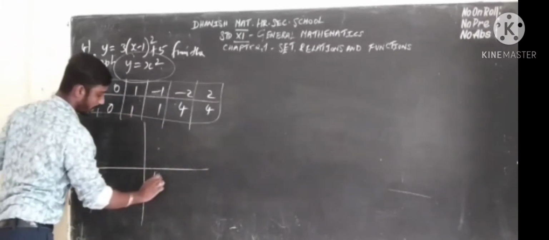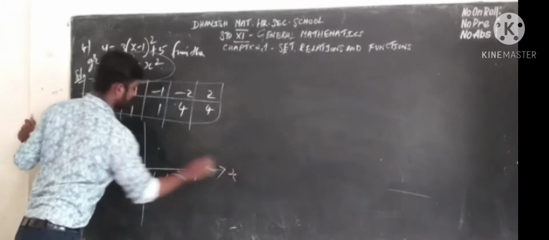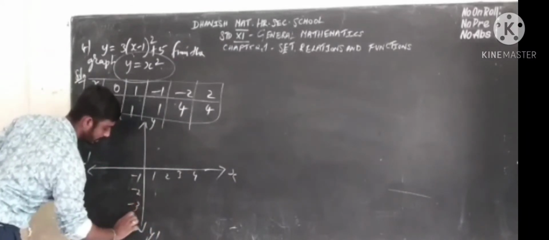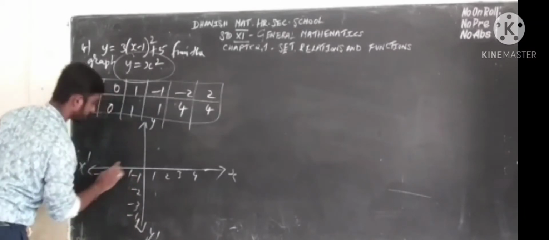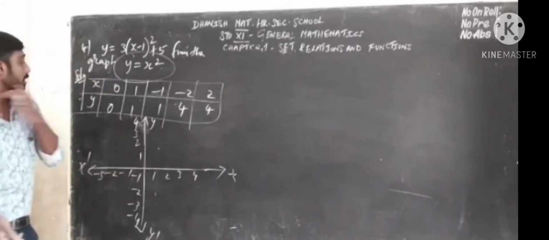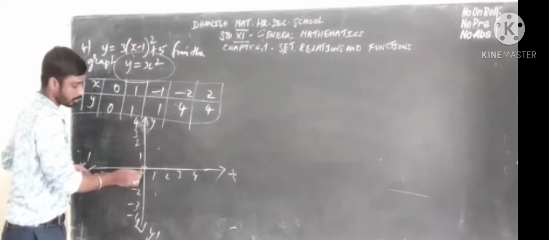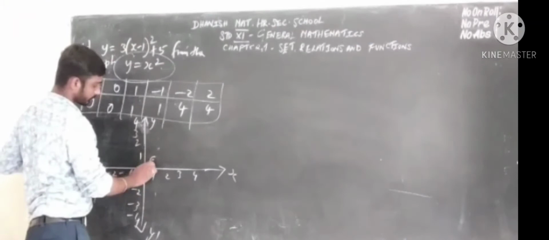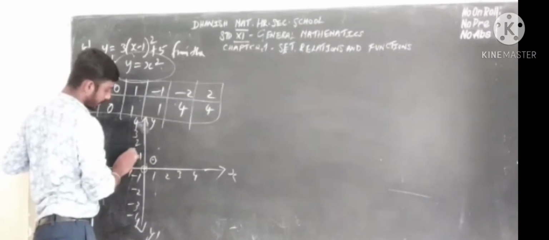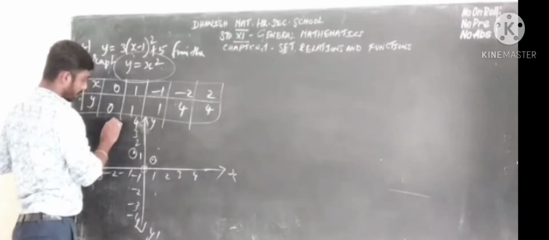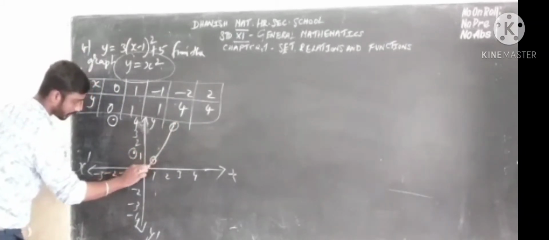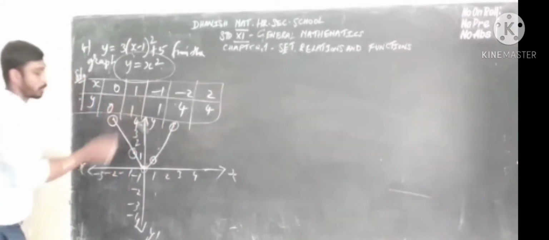Listen here. So 1, 2, 3, 4, this one is x, this one is y, x dash and y dash. Minus 1, minus 2, minus 3, minus 4, then 1, 2, 3. So plot 0, 0 here, then 1, 1, then minus 1, plus 1 here, then minus 2, plus 4 here, and 2, 4. So it looks like a U graph.